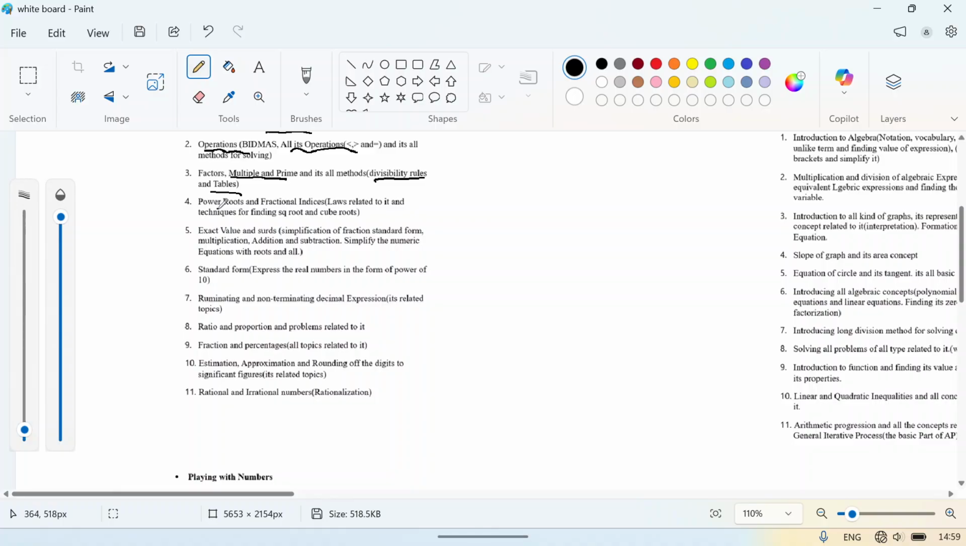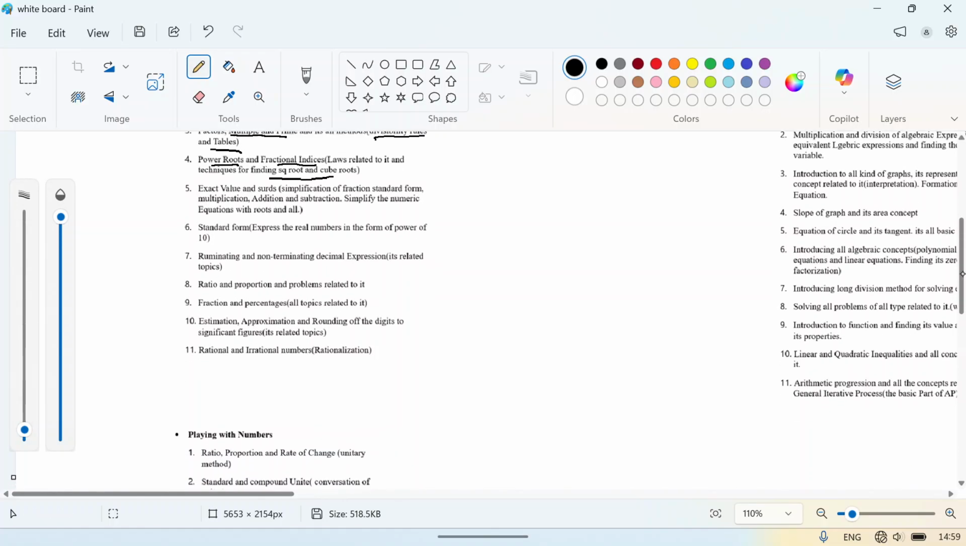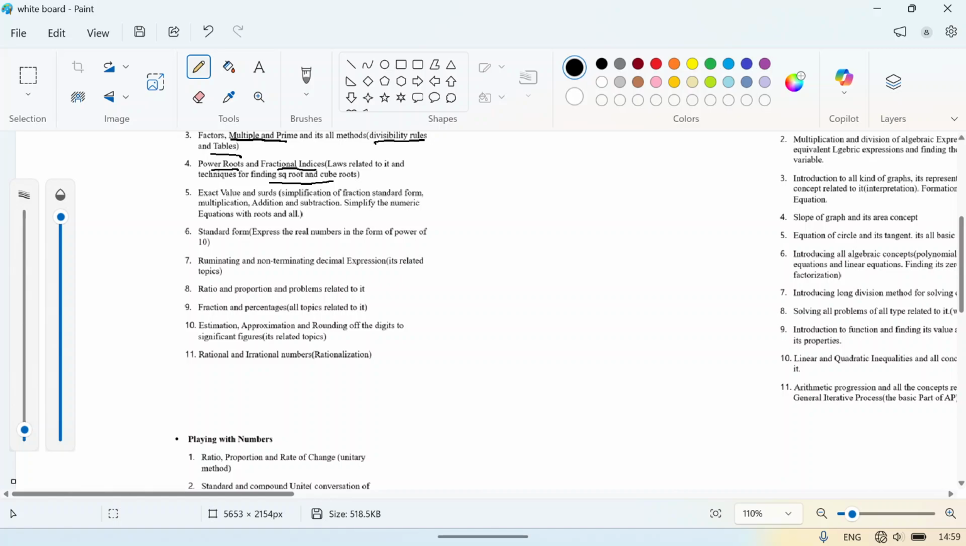In the next topic, we are going to cover powers and roots, fractional indices, laws related to them, and techniques for finding the square root and cube root. Those are the basic concepts of arithmetic or number theory. Then we find the exact value of surds, and simplification of fractions. Also, we do multiplication, addition, and subtraction on fractions, and simplify numeric equations with roots.